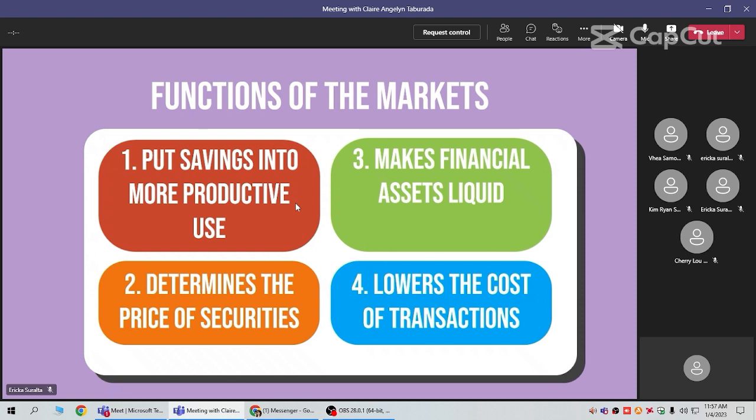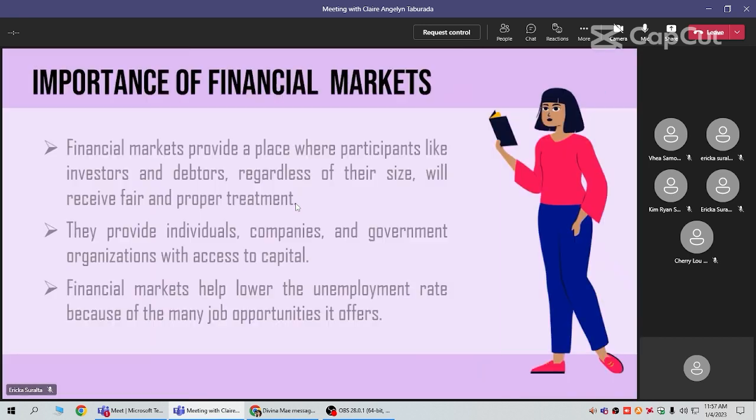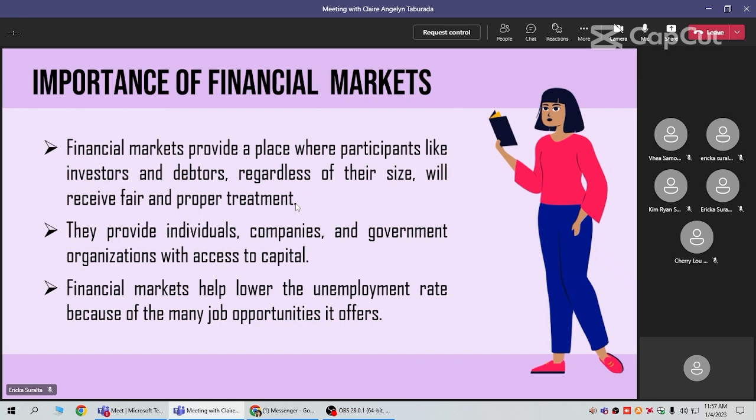So next topic please, which is the money market. Tama na. Money market na.